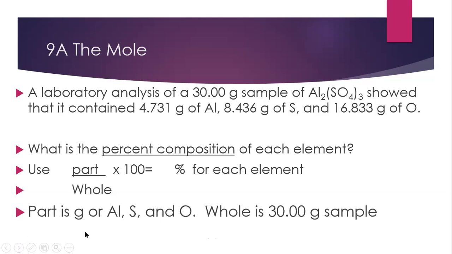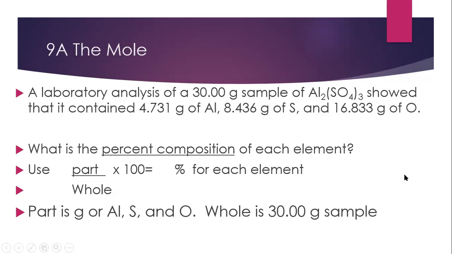So the part is the grams of aluminum, sulfur, and oxygen. The whole is the 30-gram sample. We can do this a number of different ways. They gave us the 30 grams. If they don't give you the grams, like with the water, we actually had to physically add these up. So if we had to add these up, we'd have to look up 2 aluminum, 3 sulfur, and 12 oxygen. You can be given a sample, which is a little bit faster and easier, or they may have you look up the actual grams and figure out the sample mass.